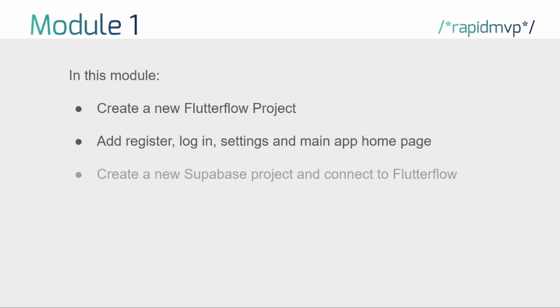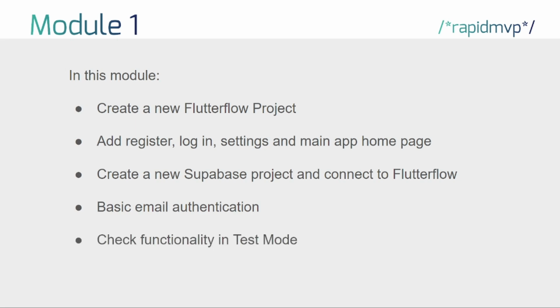We're going to create a new Supabase project and connect that to Flutterflow. We're going to complete the basic email authentication setup so our users can log in and log out using their email address. And we're going to check the functionality of what we do in test mode. So with that being said, let's move on to the first part of the lesson and create our new Flutterflow project.